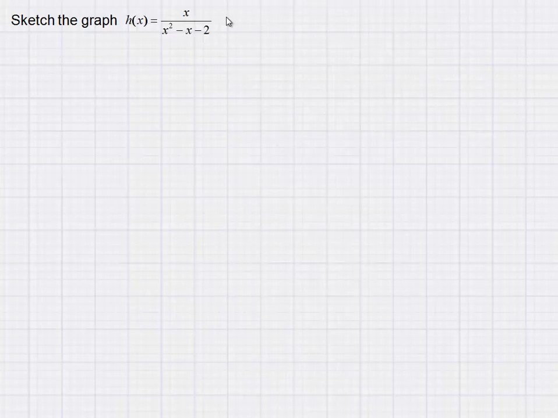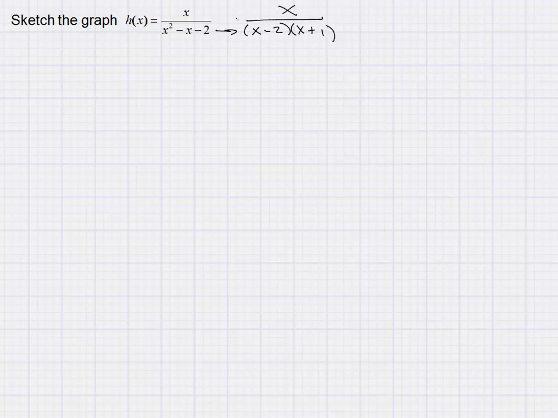Alright, here's another one. Rational function. Can't be simplified anymore. Numerator is just an x. Denominator is x squared minus x minus 2. I can factor the denominator as (x minus 2)(x plus 1), but that doesn't help me simplify the fraction anymore. There's no factor that I can still cancel out of the numerator.